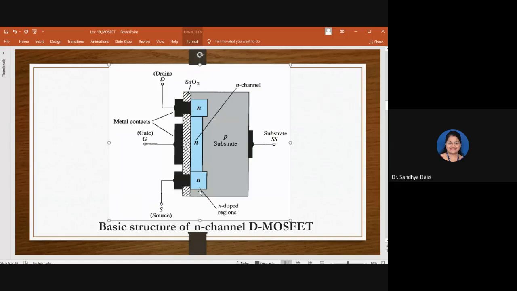But some textbooks or some devices with a symbol, this substrate will be separately indicated, showing a 4-terminal MOSFET. But the operation will be same. So there are metal contacts which are providing the three different leads: drain, gate, and source.